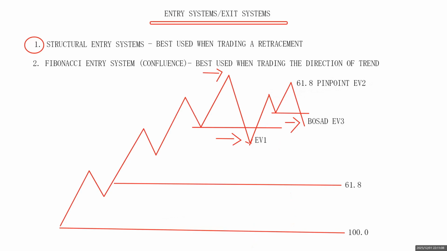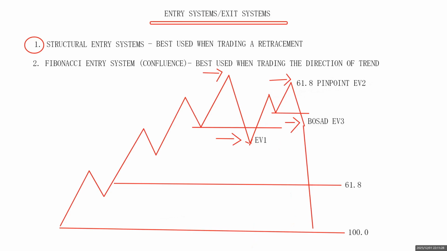But for entry variation 3, since there's been another break of structure again, you can decide to keep your stop loss just above 61.8, above the last lower high. You understand? Which sometimes gives us a better risk to reward. So all of them can be sold here or can be sold here. So basically, this is the concept of it.